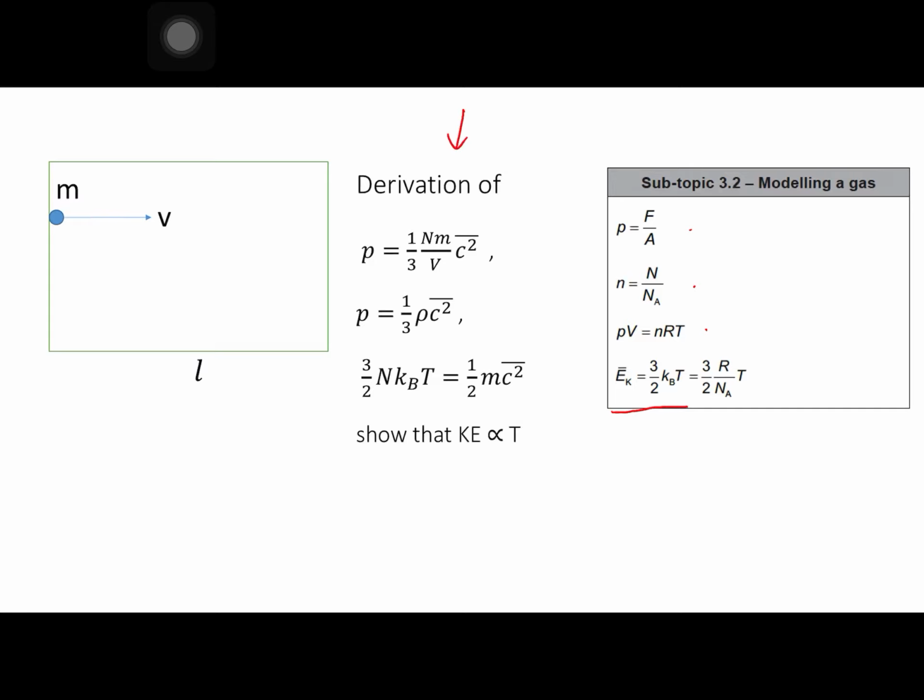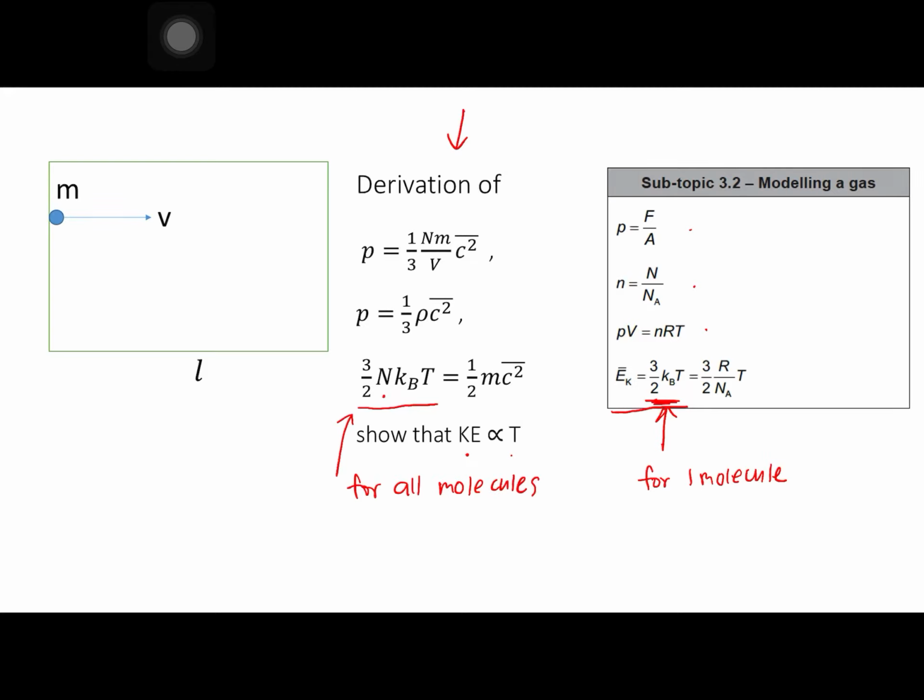For today's lesson, this is what we're going to be deriving, these three equations, and ultimately show that kinetic energy is proportional to temperature. Do you notice that this equation looks very similar to this? The only difference is that it has an n here. The equation given in your data booklet is for one molecule. So this is the kinetic energy for one molecule, whereas what we will be deriving is for all molecules. So this is the KE for all the molecules.